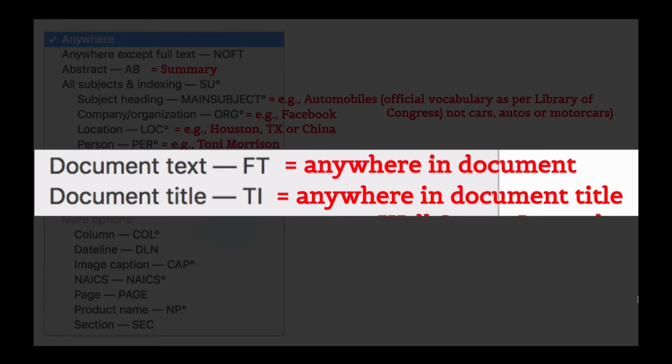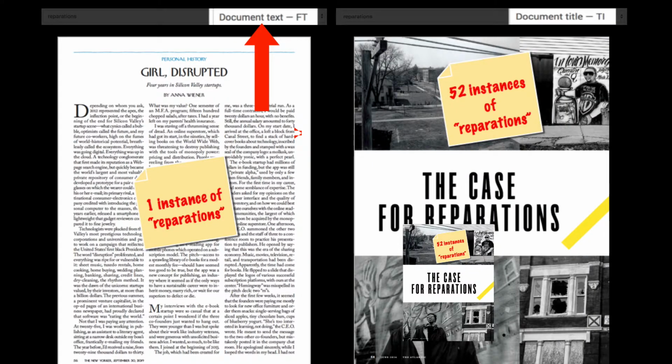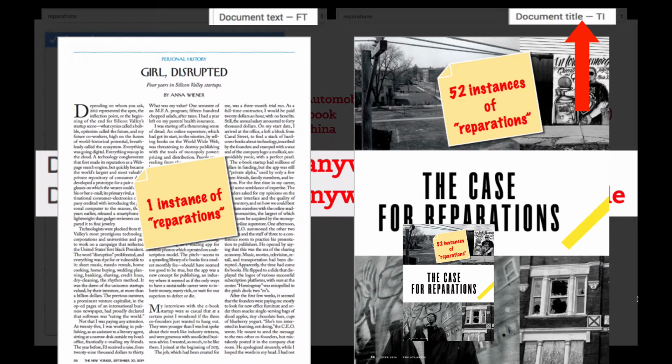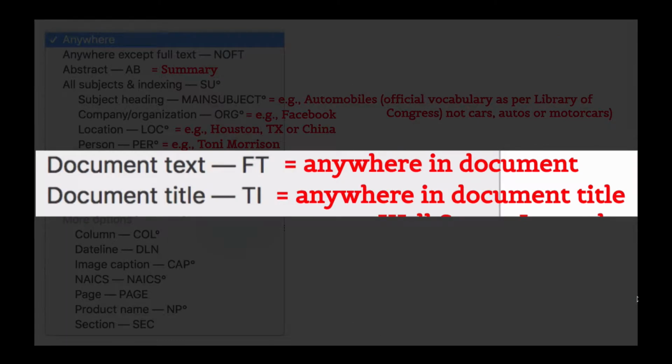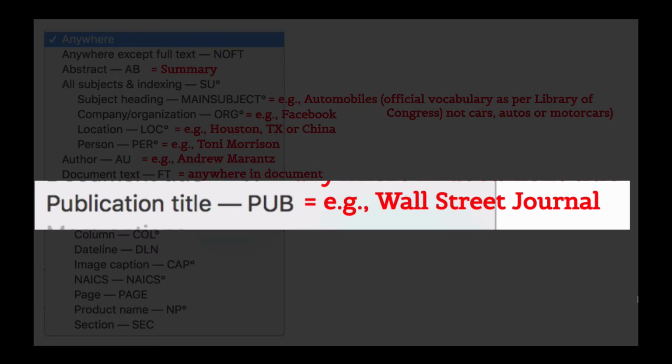Document text, which is very different from document title. The keyword shows up anywhere in the document. It could be just a random passing instance where it doesn't have anything to do with the article. Whereas if it's in the title, chances are the article is about that. People are very careful about composing their titles to make sure that they represent what is in the contents of the article. And a publication title is really important.